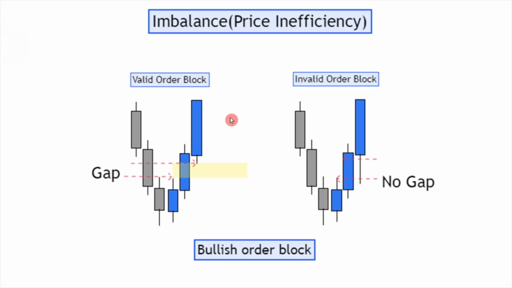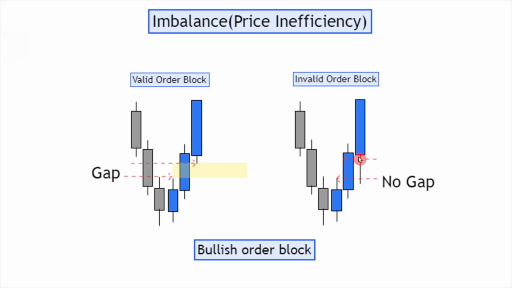Look at the example below for a bullish scenario. On the left, the order block is valid because the subsequent candles leave a clear gap, meaning there's an imbalance. Price moved quickly, leaving unfilled orders behind, and this shows strong momentum. And on the right, the order block is invalid because the subsequent candles overlap.